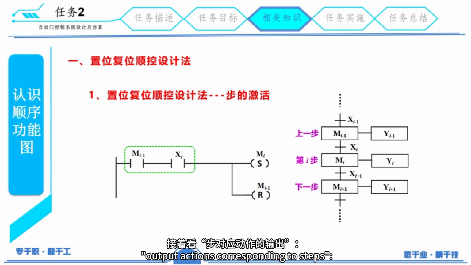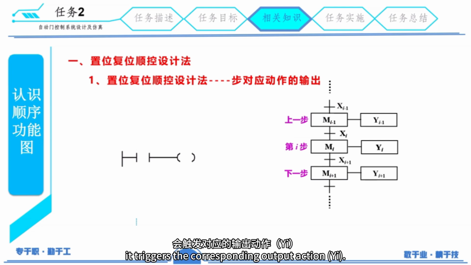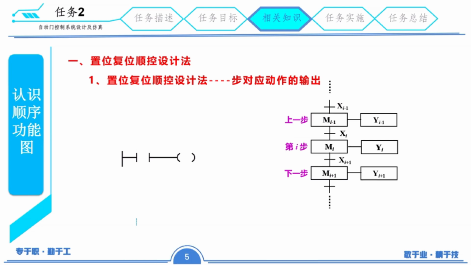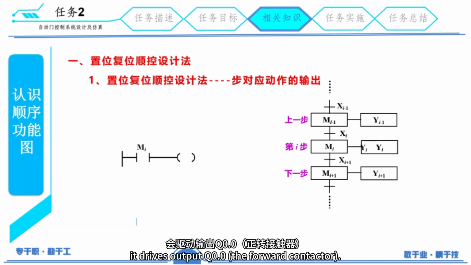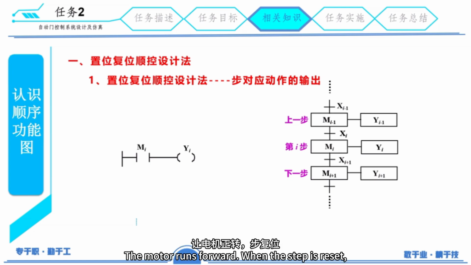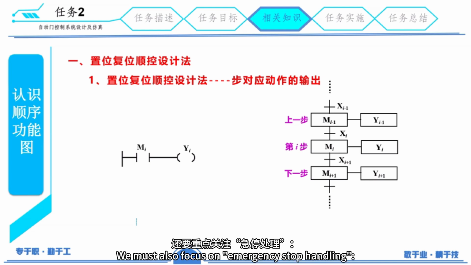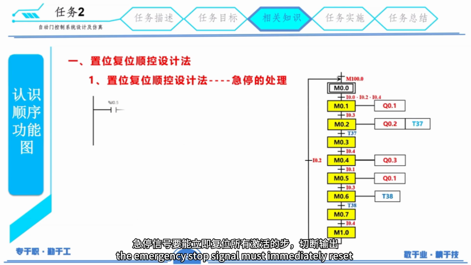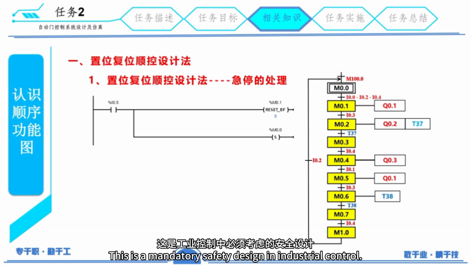Next, let us look at output actions corresponding to steps. When a certain step, Mi, is activated, it triggers the corresponding output action, Yi. For example, when the motor forward step, M0.1, is activated, it drives output Q0.0, the forward contactor. The motor runs forward. When the step is reset, the output also stops accordingly. We must also focus on emergency stop handling. In emergency situations, the emergency stop signal must immediately reset all active steps and cut off the outputs to ensure the safety of equipment and personnel. This is a mandatory safety design in industrial control.